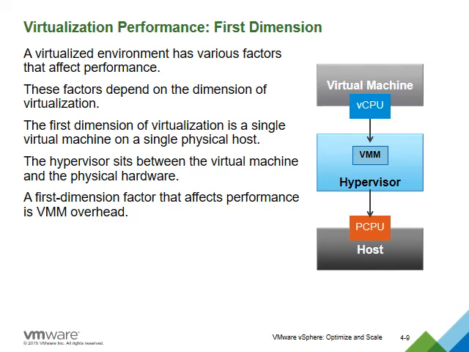Now, the first dimension, as you see right here in this slide, of virtualization is a single virtual machine on a single physical host, which you have right here. The hypervisor sits between the virtual machine and the physical hardware, which is here. And the first dimension factor that affects performance in the VMM is overhead. You have your host here, and then you have your VMM here.